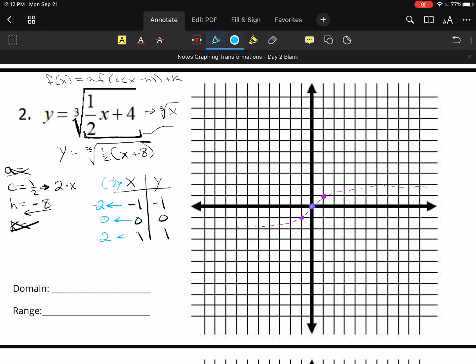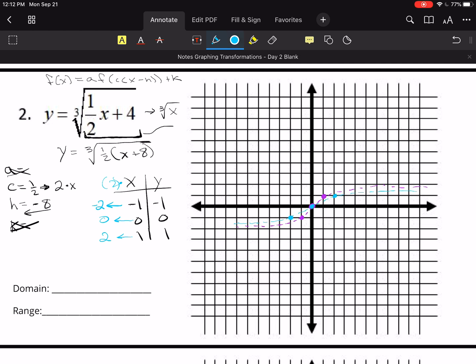So I have 0, 0, -2, 1, and 2, 1. So see how it pulled my graph left and right? So it has that horizontal stretch on this one. So again, I'm going to use a dotted line because we're not done yet. So now my graph would be like this.